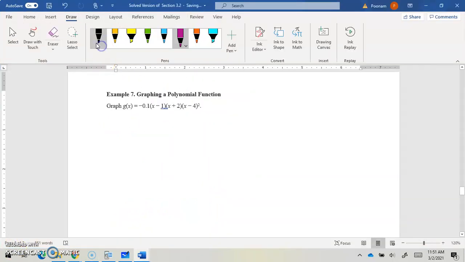Let's look at the graph of one more. The first step is to check end behavior. For that, we need the leading term.